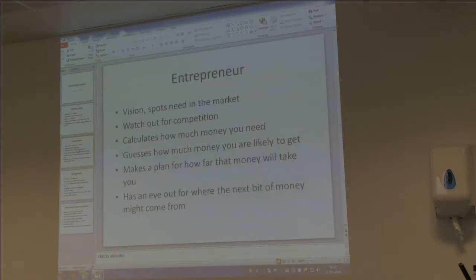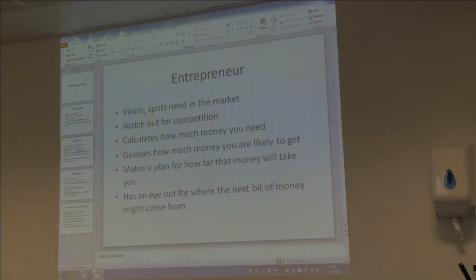So that's what we're going to be looking at a little bit more, but just to take a breath and to summarize the entrepreneur role, what he does. The entrepreneur is the leader, the vision, spots needs in the market, gaps, opportunities, niches. They look out for competition because there's no point in launching another supermarket right now, for example.